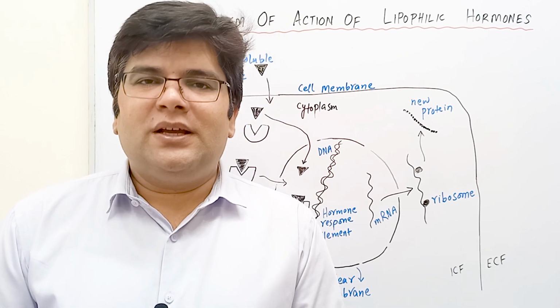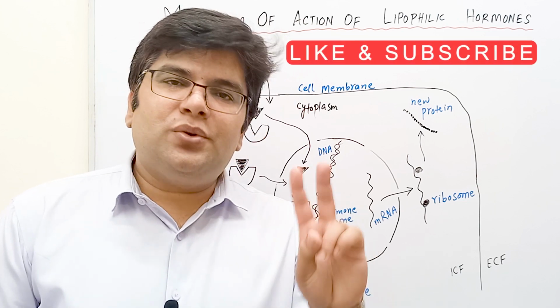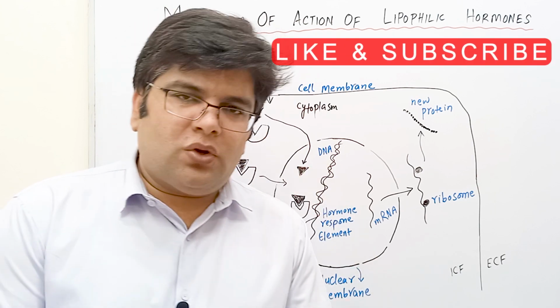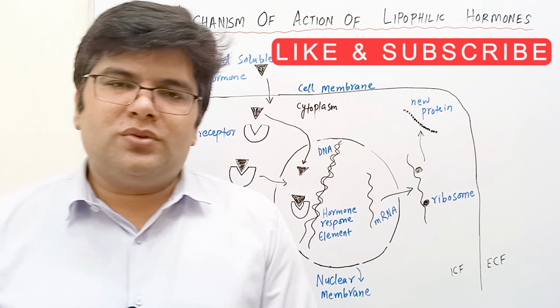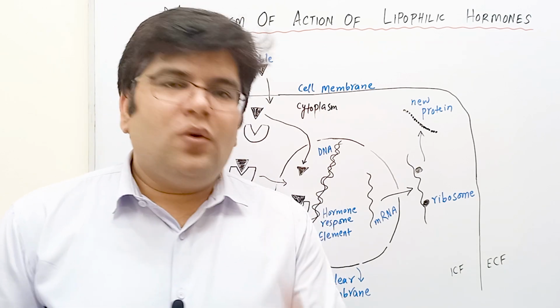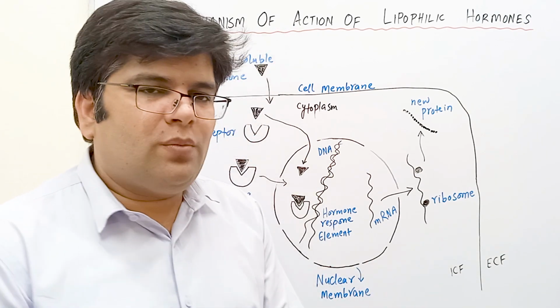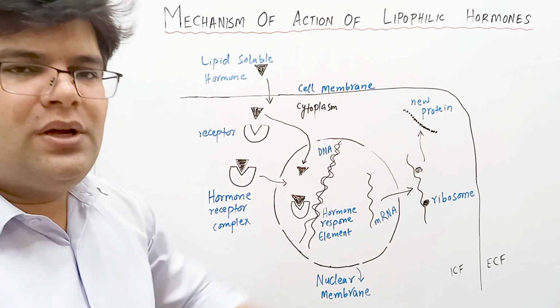In the chapter Introduction to Endocrinology, we studied that there are two types of hormones, water-soluble hormones and lipid-soluble hormones. Both of these hormones are different from each other in different ways. One of the ways in which water-soluble hormones are different from lipid-soluble hormones is their mechanism of action.